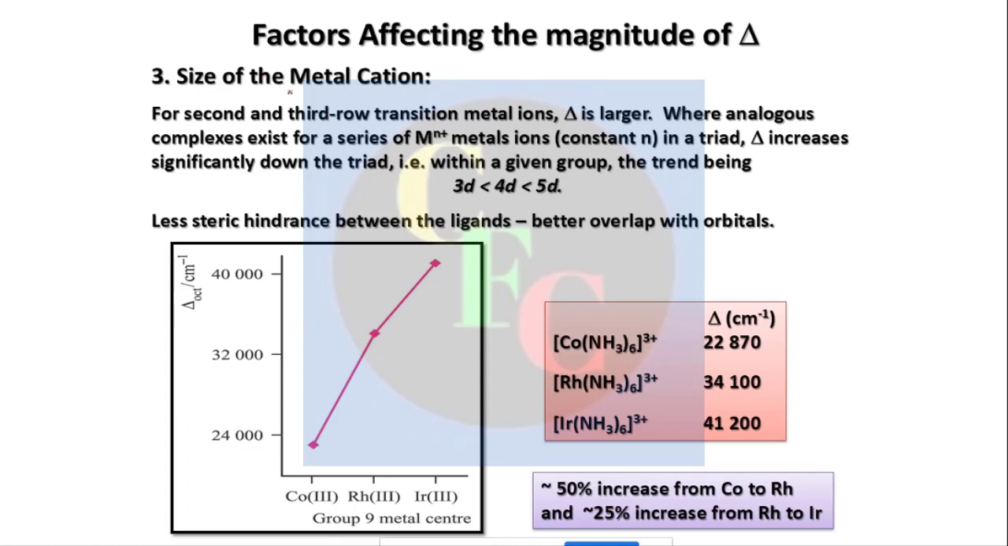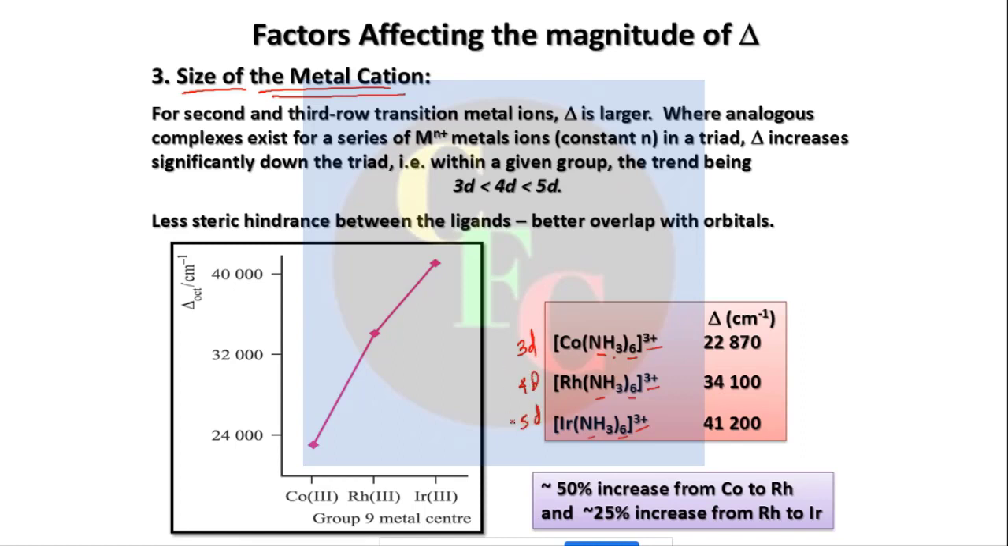Third is the size of the metal cation. Now we have to keep the other three things the same. That means we keep the geometry the same, octahedral in all three cases. You have to keep the ligand the same and the oxidation state also the same. What we have discussed here is going from 3d to 4d to 5d, and we have taken examples of cobalt, that is 3d, 4d and 5d.